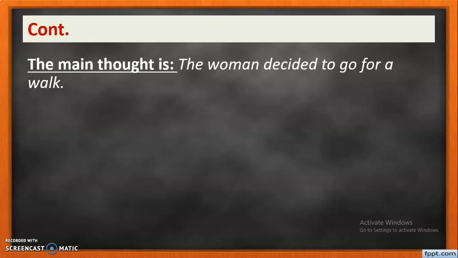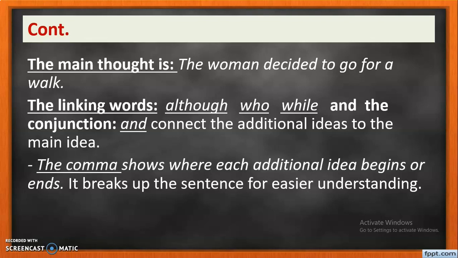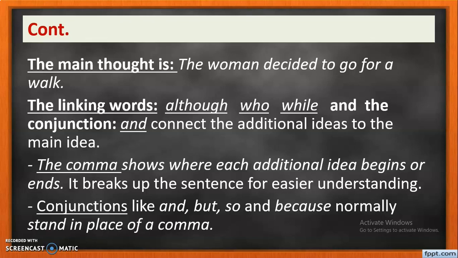The main thought in this sentence is the woman decided to go for a walk. And the linking words used are although, who, while, and the conjunction and. They connect the additional ideas to the main idea, and the comma shows where each additional idea begins or ends. It breaks up the sentence for easier understanding. And conjunctions like and, but, so, and because normally stand in place of a comma, as you can see from the example.